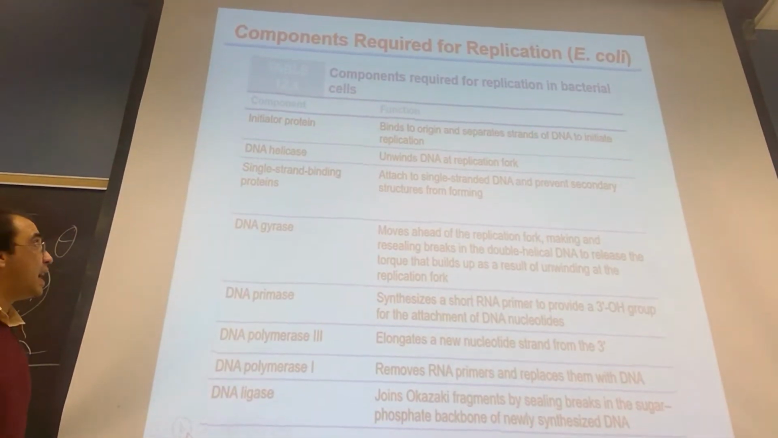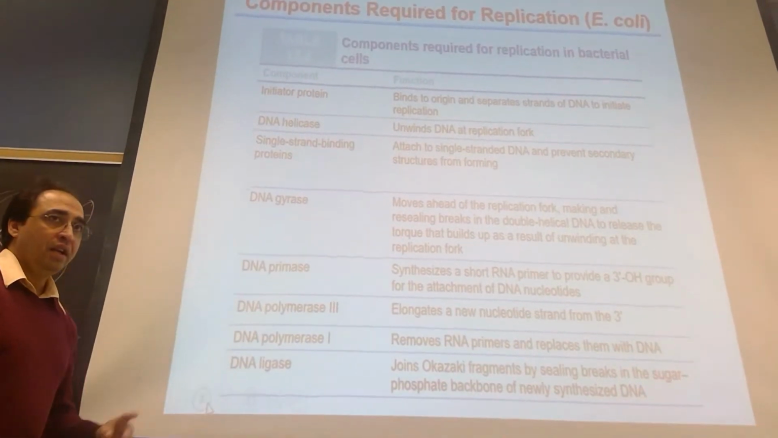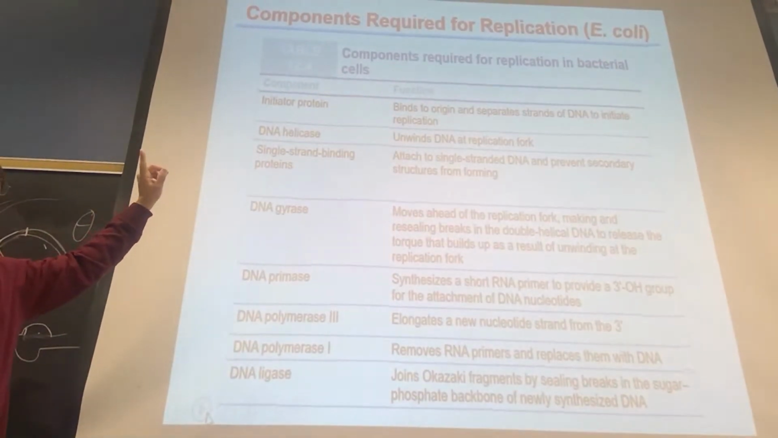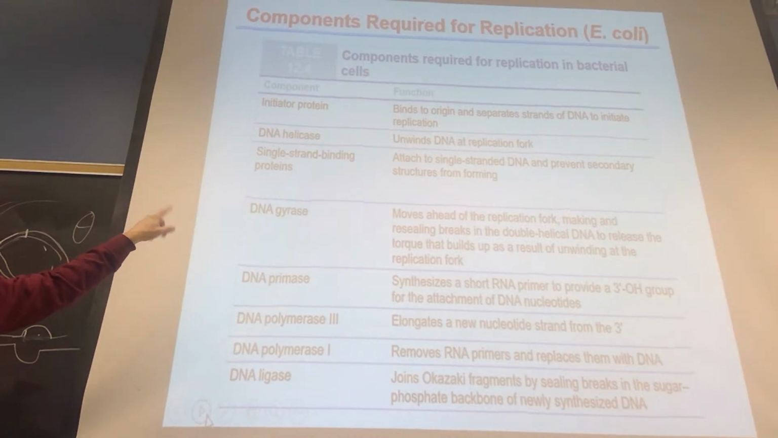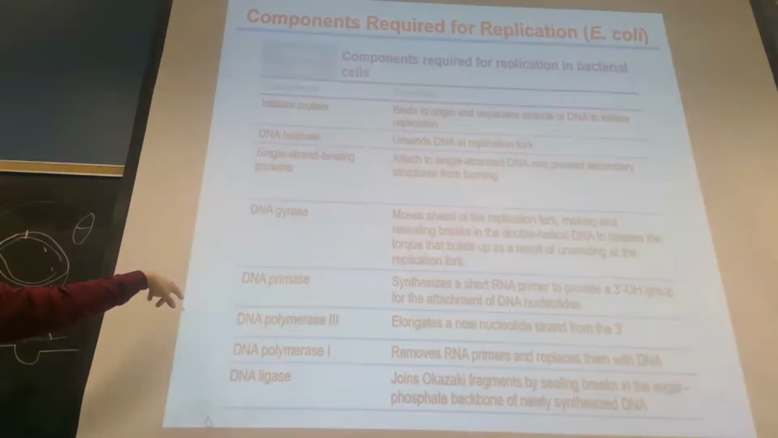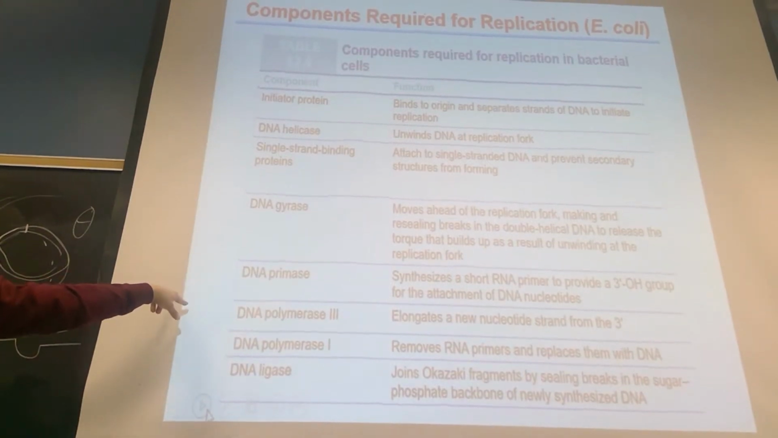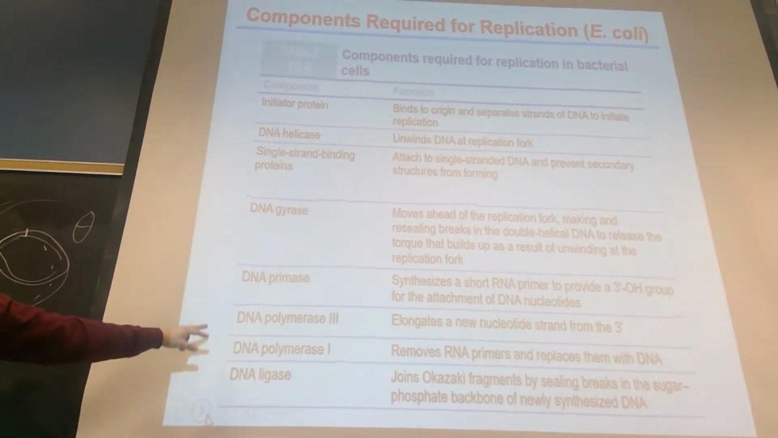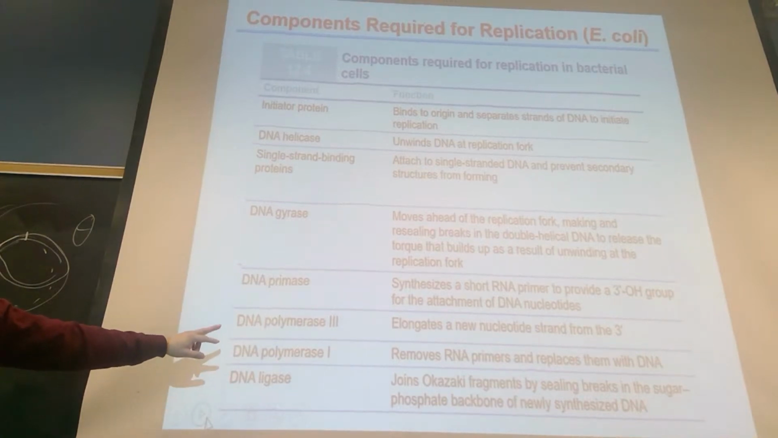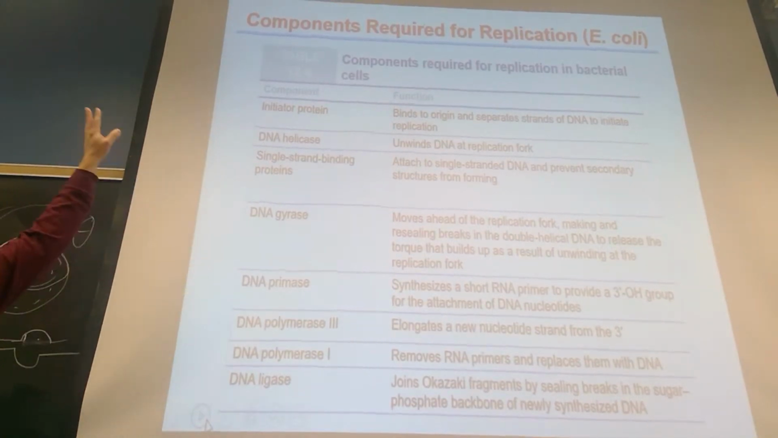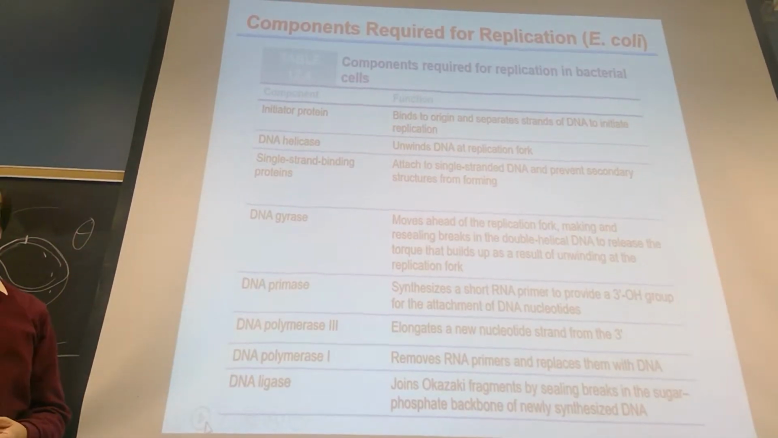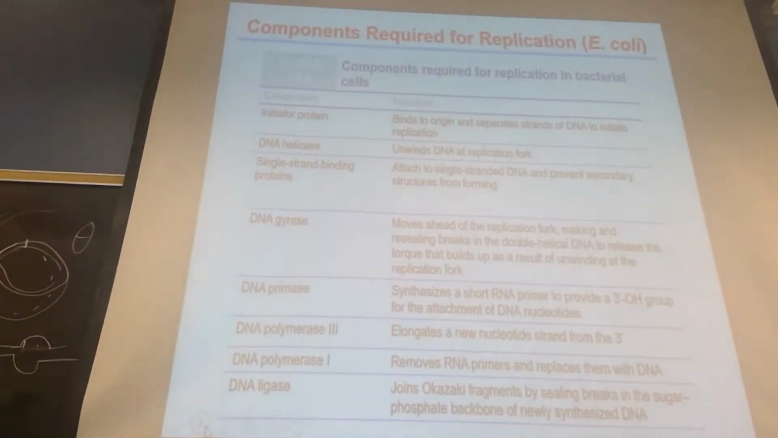The other enzymes are initiator protein, DNA helicase, single strand binding protein, DNA gyrase, and DNA primase. DNA primase is sometimes called RNA primase or simply primase. Then DNA polymerase 3, DNA polymerase 1, and DNA ligase. These are the whole enzyme system, and that is the component of the replicon.